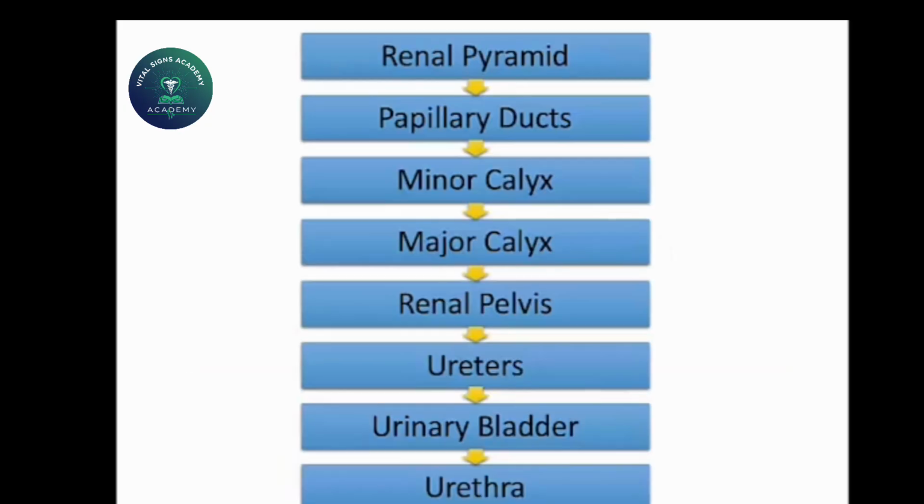The following is a summary of how urine is formed and moves within the kidney. As we have discussed, urine passes from the renal pyramid to papillary ducts, eventually moving on to minor calyx, major calyx, then to the renal pelvis, and then the urine moves towards the ureters, finally draining into the urinary bladder till it is moved out of the body through the urethra.